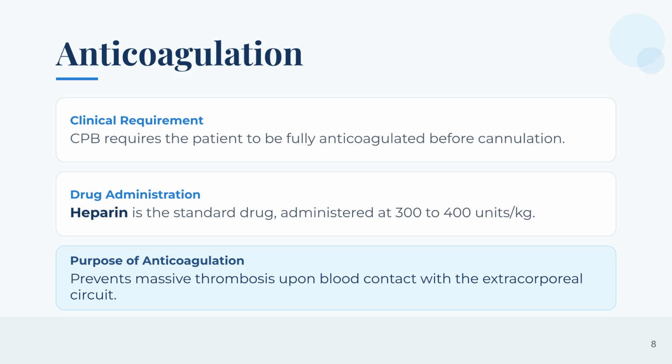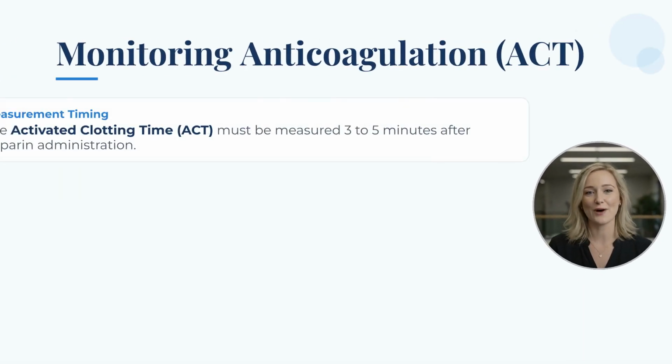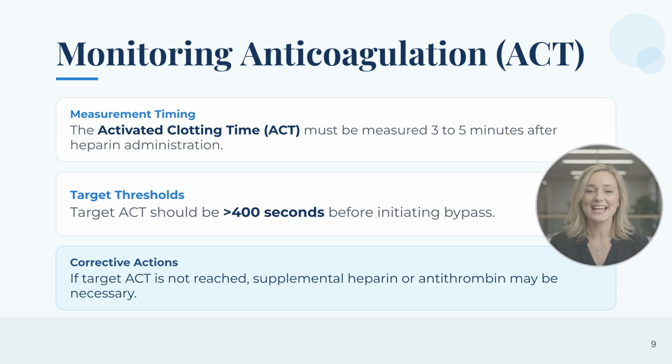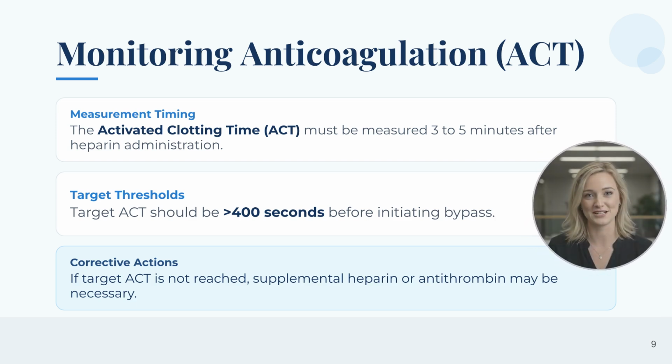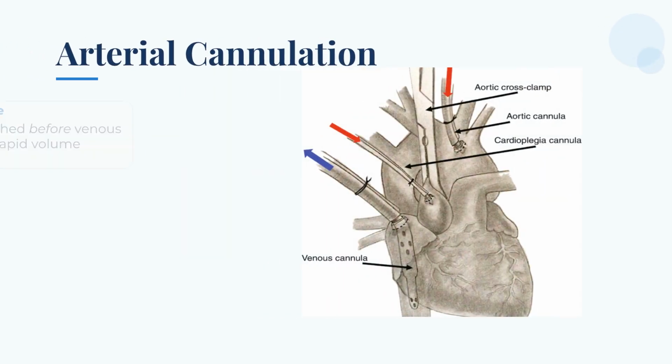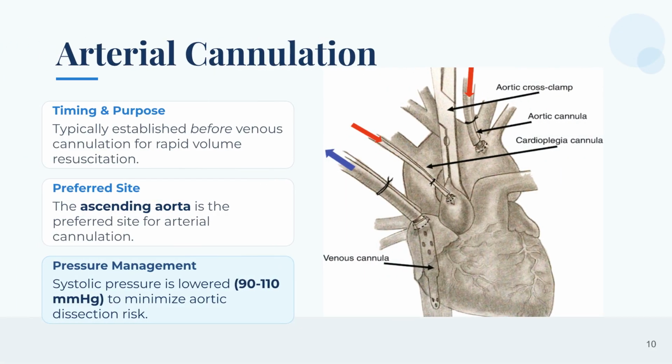Heparin is the standard drug used to prevent massive thrombosis when blood comes into contact with the surfaces of the extracorporeal circuit. Effective anticoagulation is monitored via the activated clotting time, or ACT. It must be checked 3 to 5 minutes after heparin is administered, with a target threshold typically above 400 seconds before initiating bypass. Arterial cannulation is typically performed via the ascending aorta.